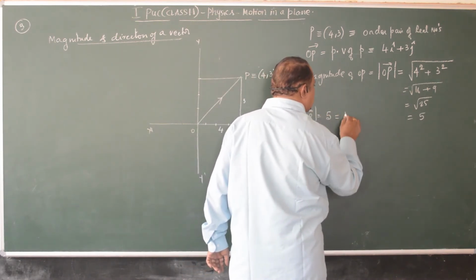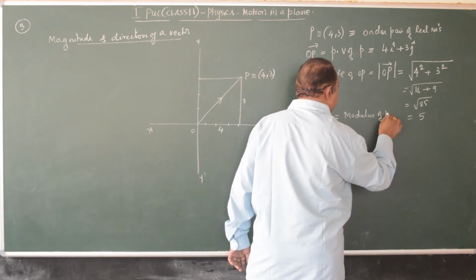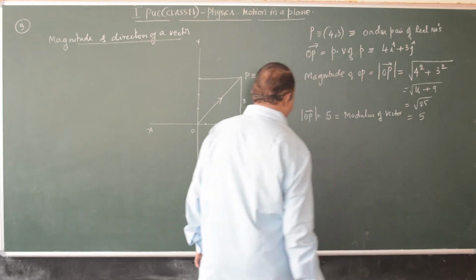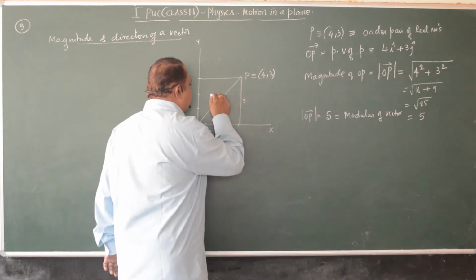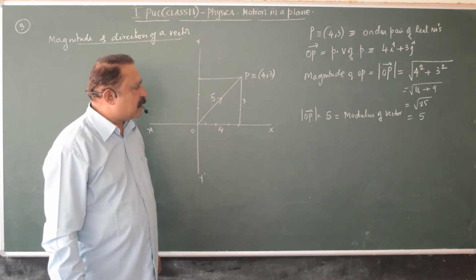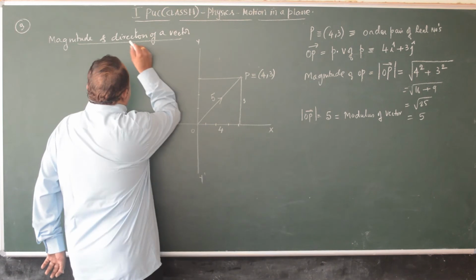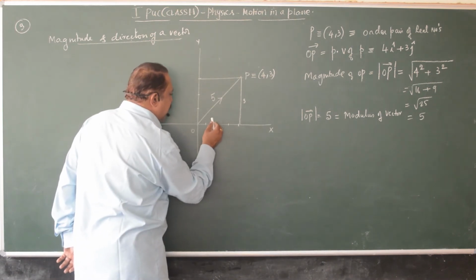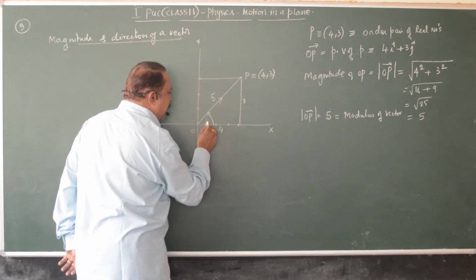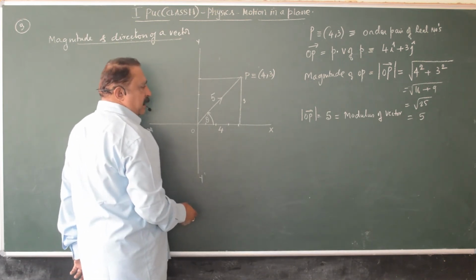This is also sometimes called the modulus of the vector. The value of the magnitude is a scalar quantity. Magnitude is a scalar quantity. It is 5. Now what is the direction? A vector should have direction also. Now let me take this angle in the anti-clockwise direction from the x-axis to the vector OP as theta.